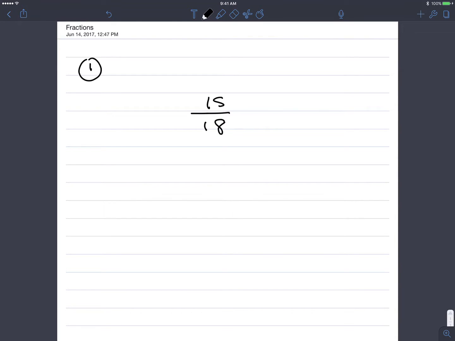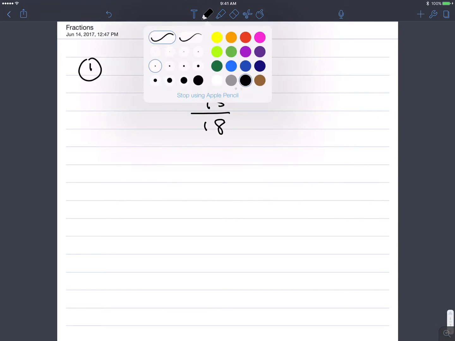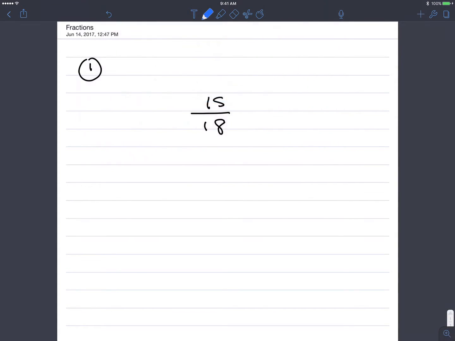Okay, we're going to go over some of these homework questions. We're going to go over the odds. So number 1 is 15 over 18. Now we're going to use our factor trees for 15. We discussed this in class. We're going to factor 15 into the product of its primes.